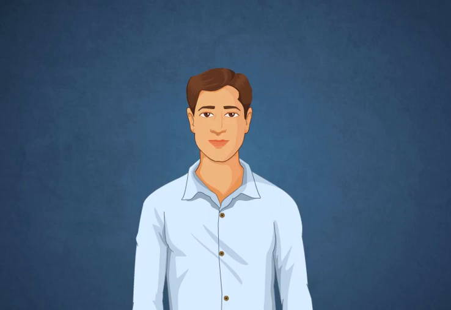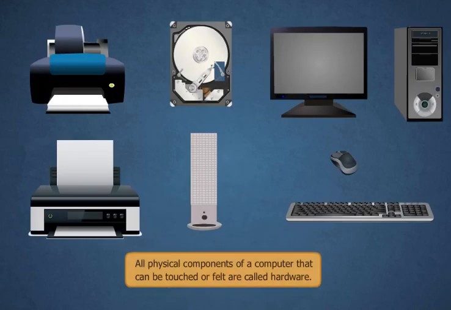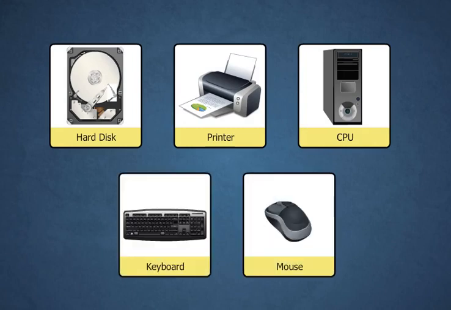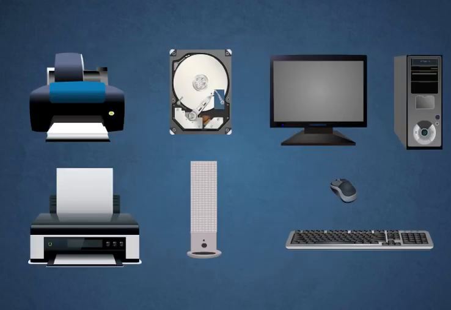We know that a computer is a collection of hardware and software components. You must be curious to know what these hardware and software are. Let us check out. All physical components of a computer that can be touched or felt are called hardware. The electronic circuits and mechanical components of a computer, such as hard disk, printers, central processing unit, keyboard, and mouse, are examples of hardware.